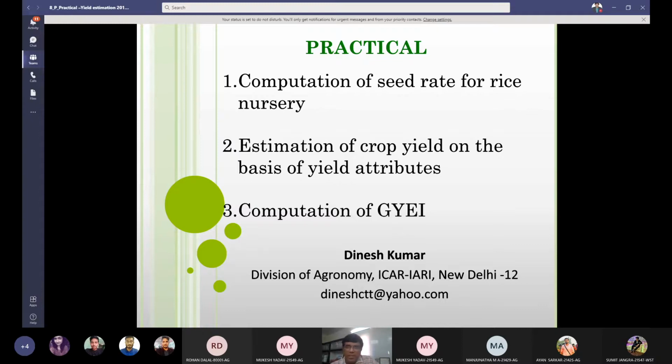You know, in some cases rice is transplanted and then you need to prepare a nursery. You need to raise seedlings of rice. Then estimation of crop yield on the basis of yield attributes. The second part of the practical is that you will be given the values of the yield attributes and you will be calculating the yield of the crop. Then computation of grain yield efficiency index. So these are the three important parts of today's practical, and I may finish in 20-25 minutes. After that your class will be over.